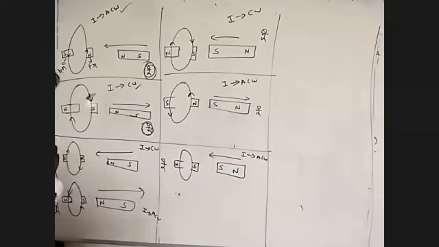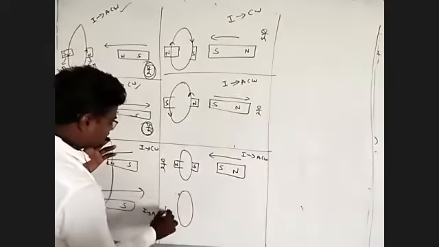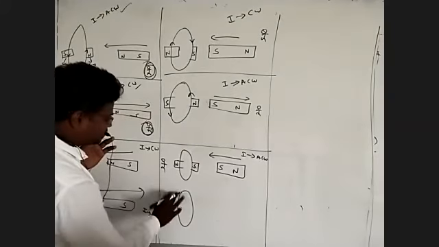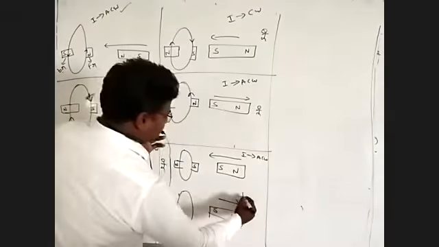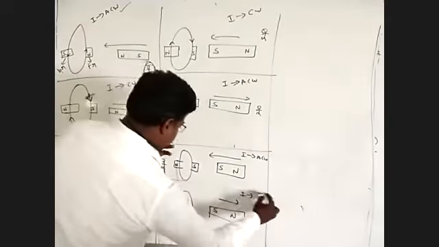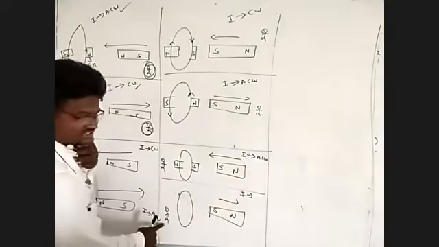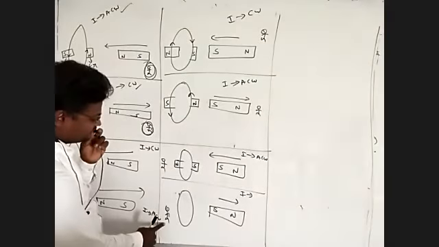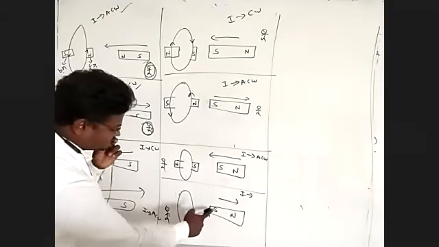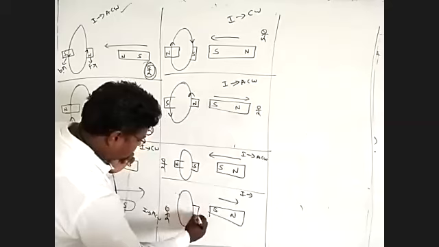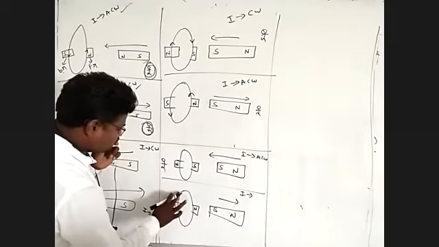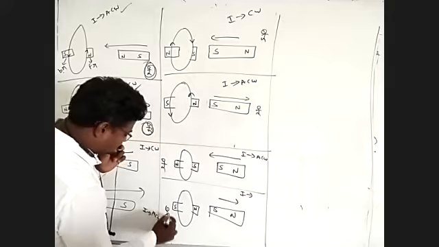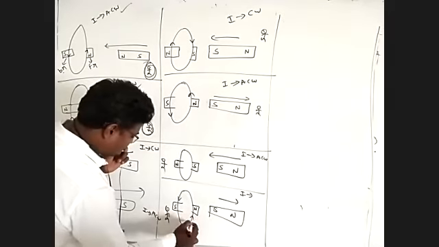Now, the observer is standing here, and the south pole of the bar magnet is moving away from the coil. The observer is standing at the backside of the ring. This side acts as a north pole, and this acts as a south pole. Now you see the current is in the clockwise direction.